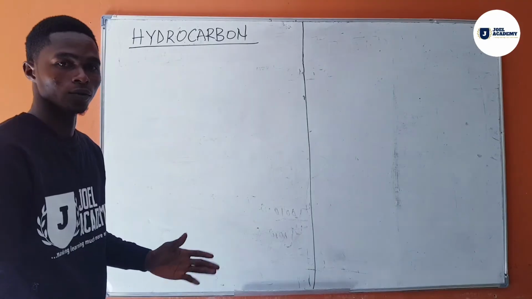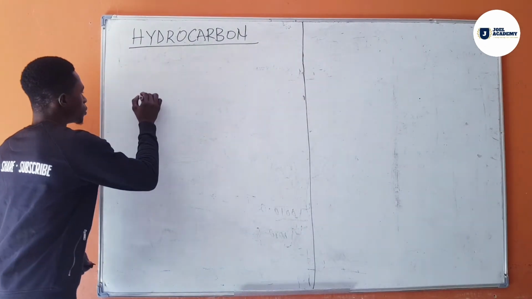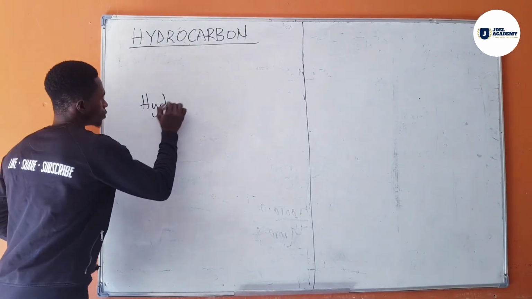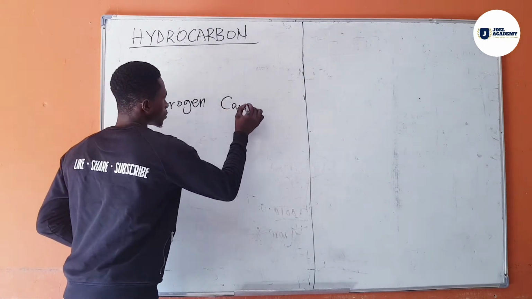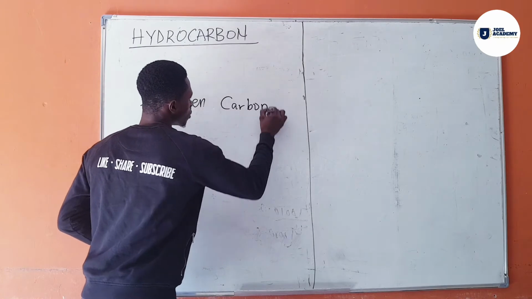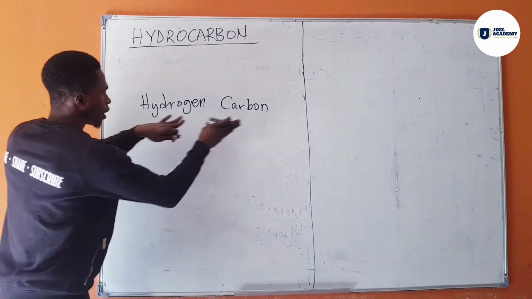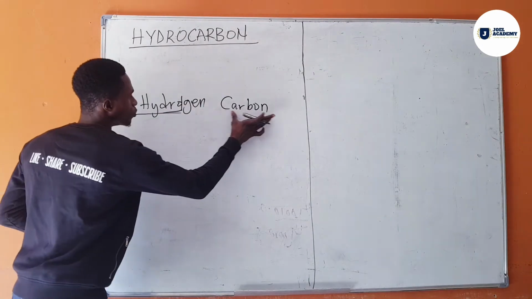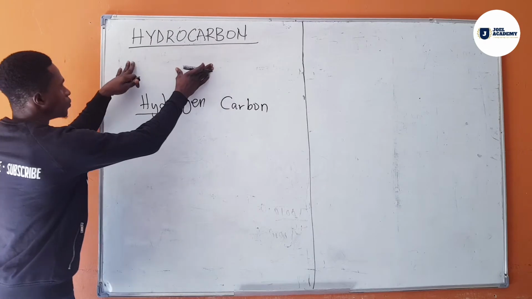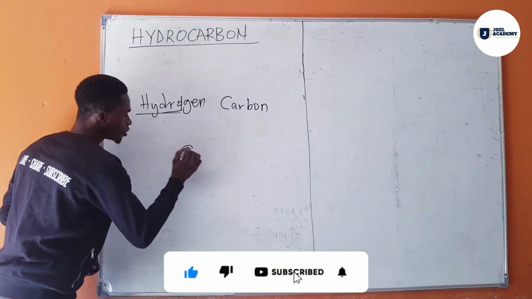When we hear the name hydrocarbons, what should first come into our mind is the word hydrogen and carbon. So the root name of this hydrocarbon is from hydrogen and carbon. So we remove the hydro and we put this to form hydrocarbon. So there is a connection between each of these elements.